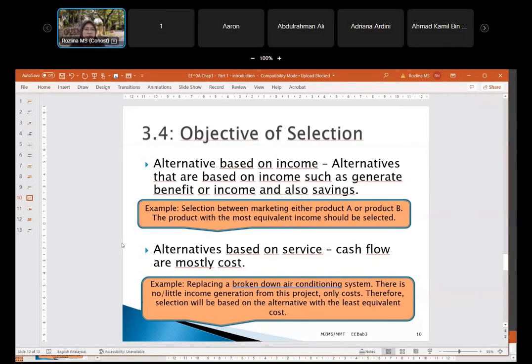Okay, then we go to the objective of selection. There are many more theories here. Objective of selection, alternative based on income. Alternatives that are based on income, such as generating benefit or income and also saving. For example, selection between marketing either product A or product B. The product with the most equivalent income should be selected.